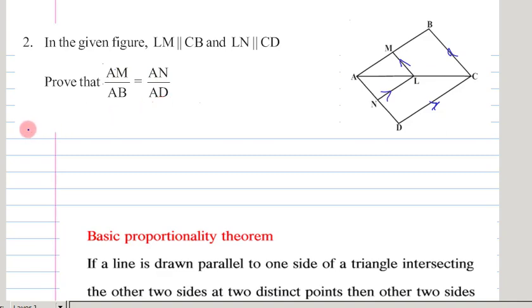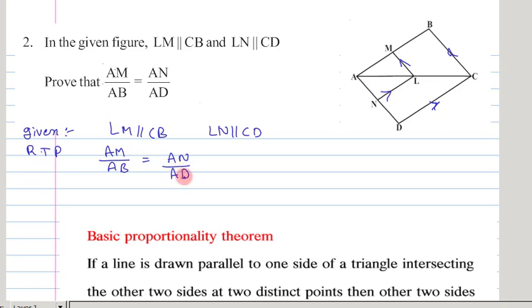Firstly, let us write what is given. Given that LM is parallel to CB and LN is parallel to CD. Now what we need to prove? We need to prove that AM by AB is equal to AN by AD. This we need to prove.